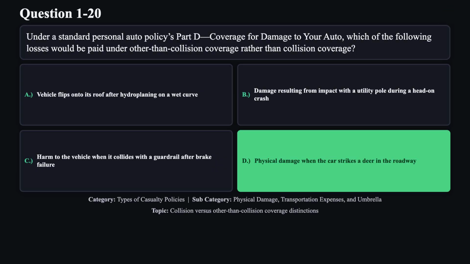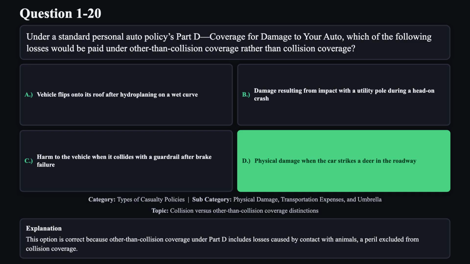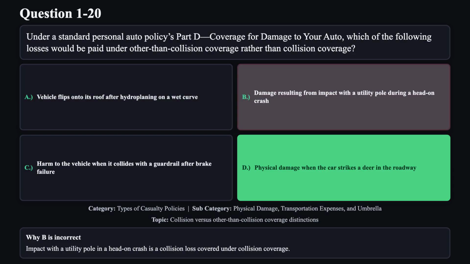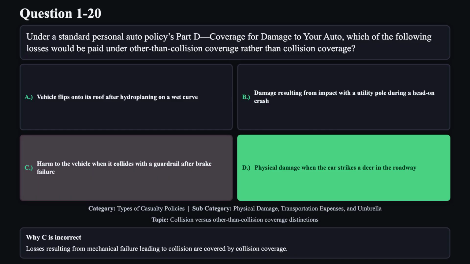The correct answer is D. This option is correct because other than collision coverage under Part D includes losses caused by contact with animals, a peril excluded from collision coverage. Reason A is not correct. Upset losses such as flipping are covered under collision coverage, not other than collision. Reason B is not correct. Impact with a utility pole in a head-on crash is a collision loss covered under collision coverage. Reason C is not correct. Losses resulting from mechanical failure leading to collision are covered by collision coverage.